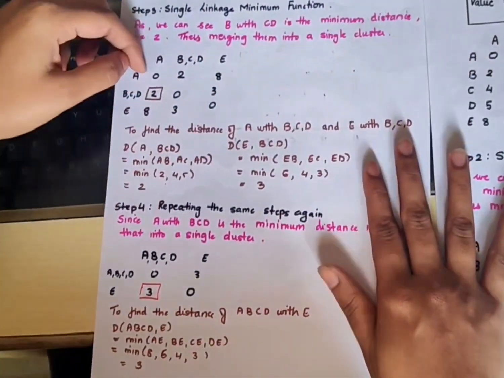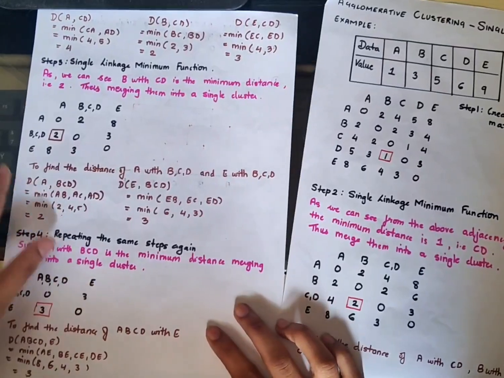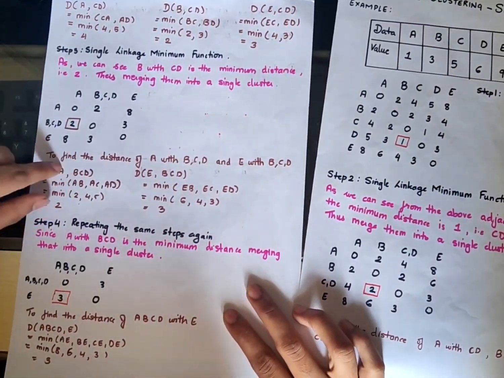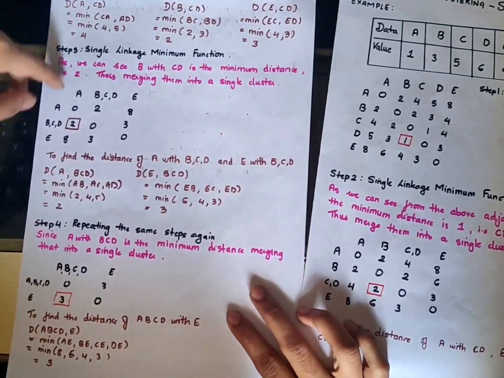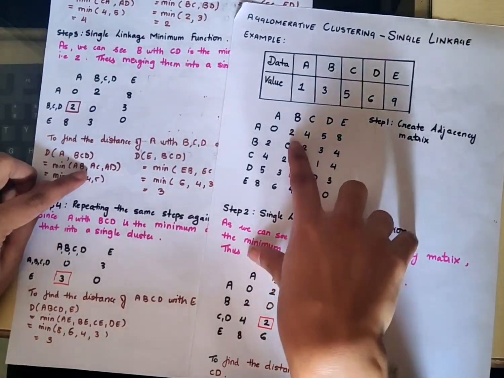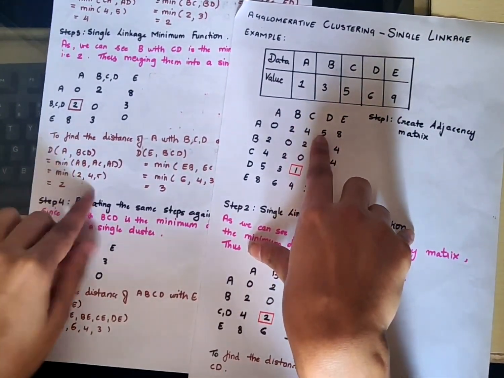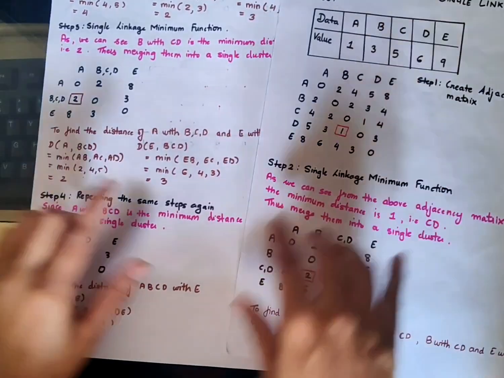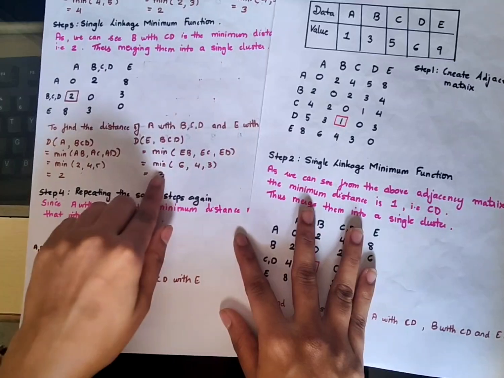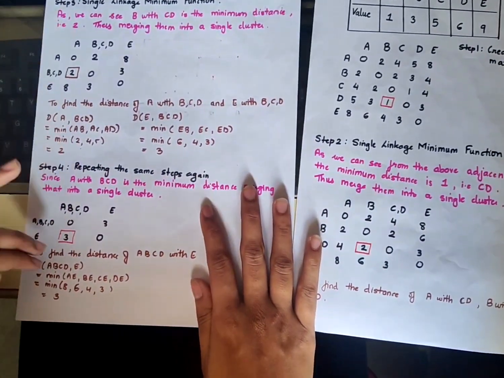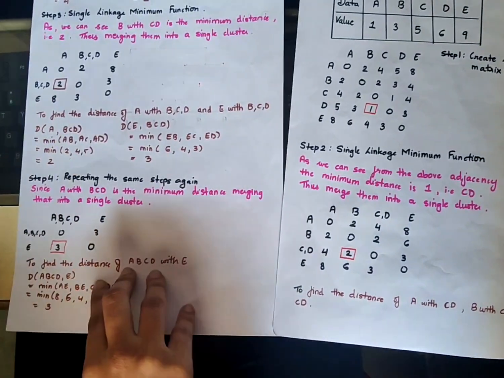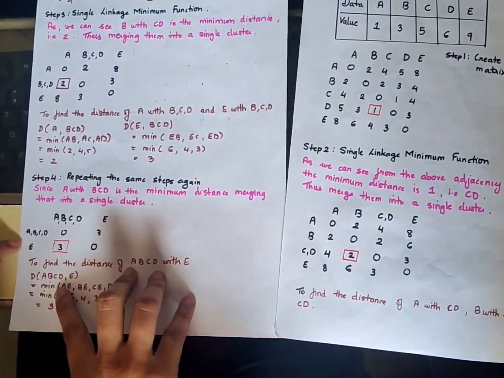So here it is. Now again we need to find the values. We'll find the distance of A with BCD and E with BCD. Here A with B, A with C and A with D. As we can see, A with C is 4, A with B is 2 and A with D is 5. So here we get the minimum as 2. Same thing for E with B, E with C and E with D. We get the minimum of 6, 4 and 3, which is 3. Now again we'll repeat all the steps. As we can see, 2 is the smallest number. So now we'll merge A, B, C, D. So now we get this cluster.